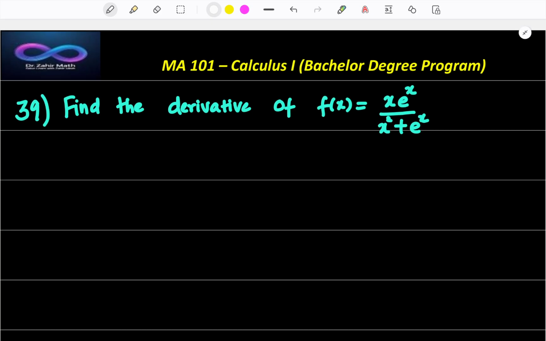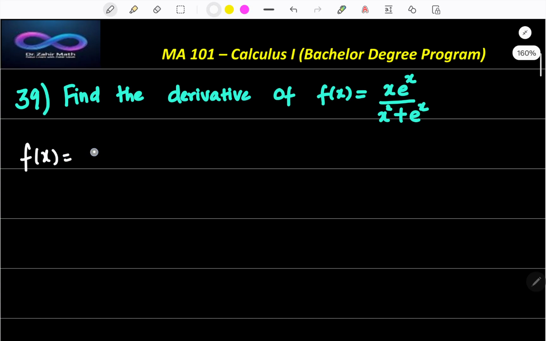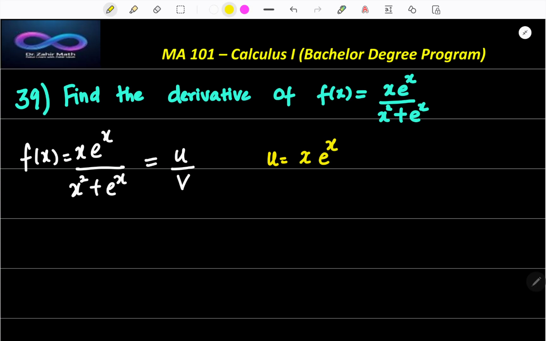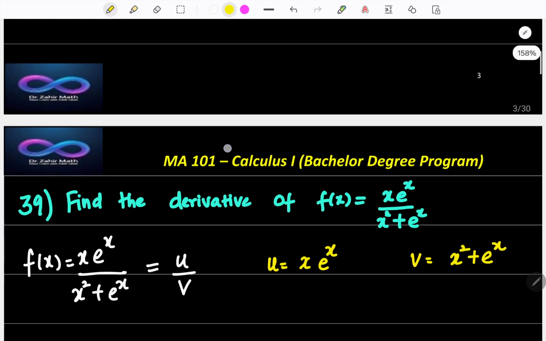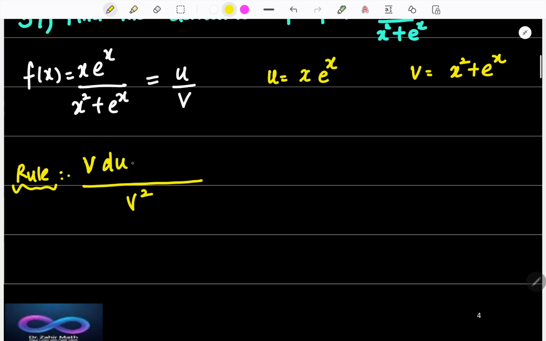Find the derivative of f of x equals, right? Which is x e power x divided by x square plus e power x. So this is of the form u by v, right? What is your u? x e power x. Carefully do. What is your v? x square plus e power x. Now we are going to do u by v. What is the rule for u by v? The derivative rule, right? You keep v square in the denominator, and in the numerator first is v, keep in your mind, derivative of u, minus, keep u derivative of v, right?